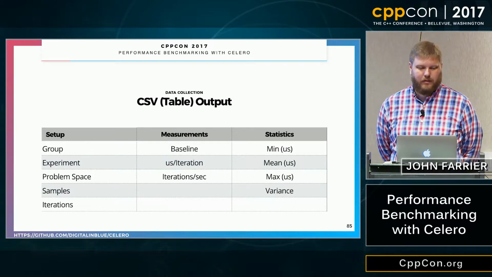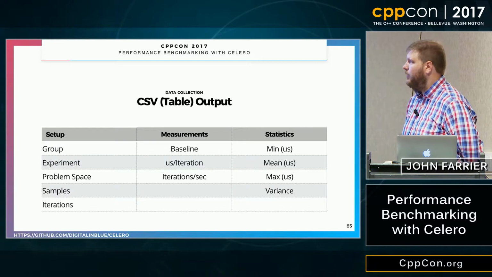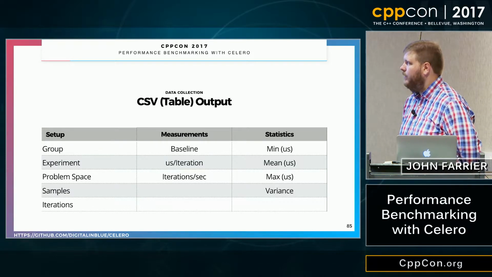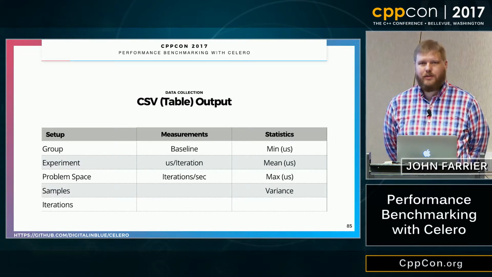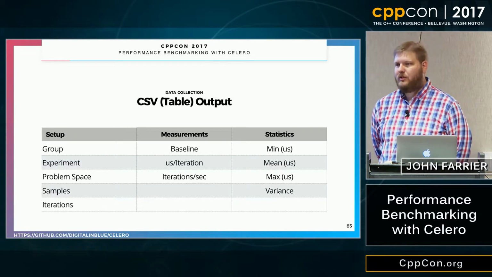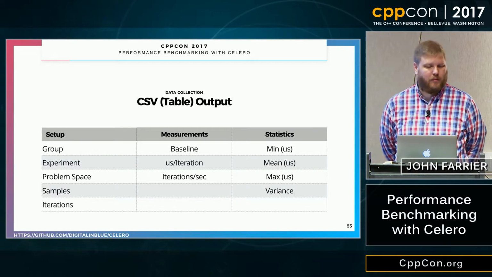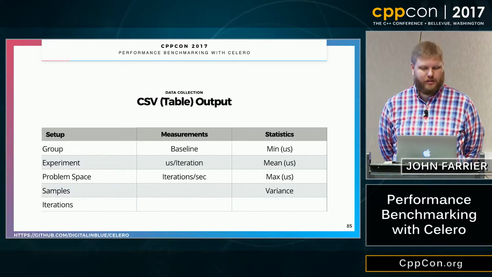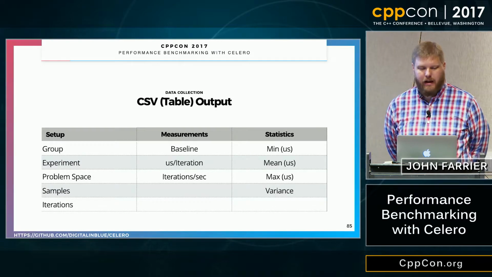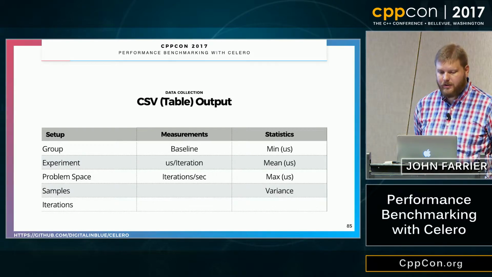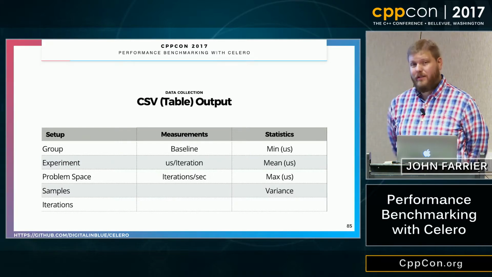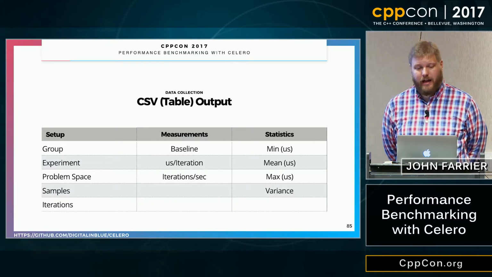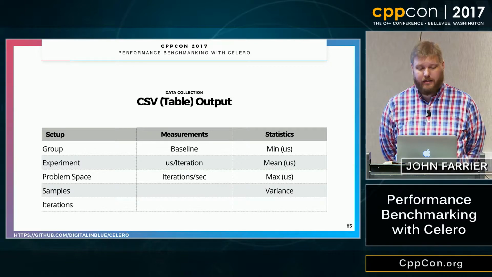The CSV output is really easy to read in. It's got a couple columns in it. The first set of columns are kind of your setup, what you were seeing at the command line: your group name, experiment name, the problem space, the number of samples, the number of iterations. The next couple columns are going to be the actual measurements, and then at the end are going to be some statistics.